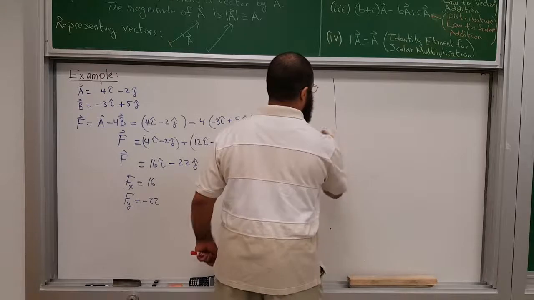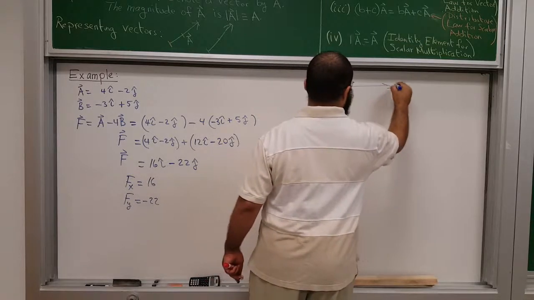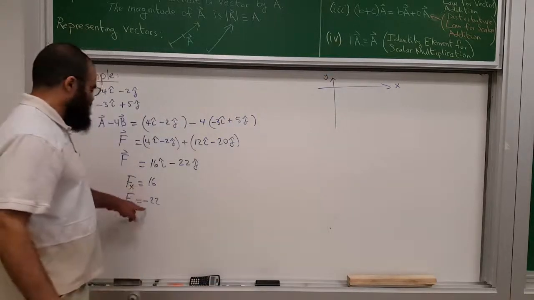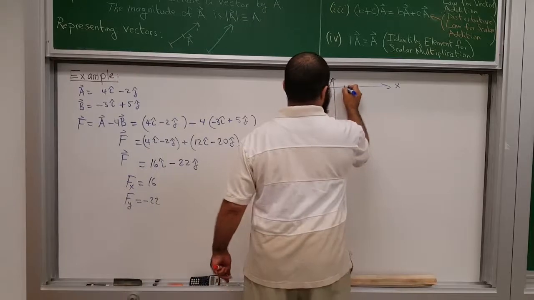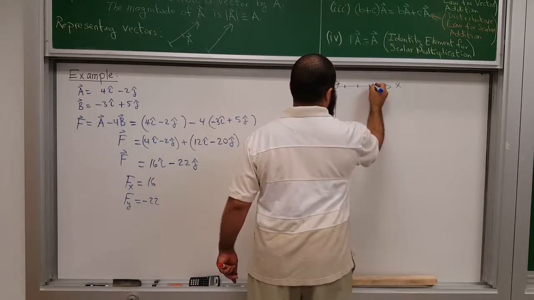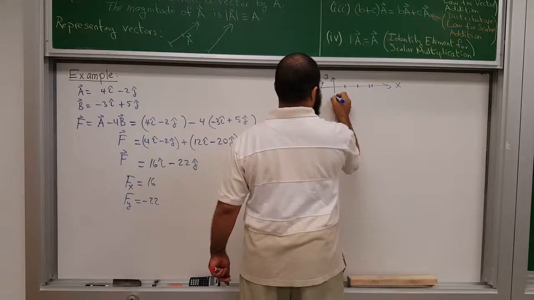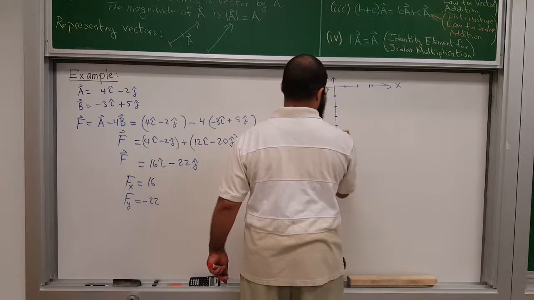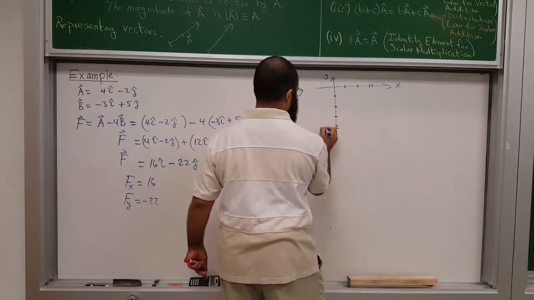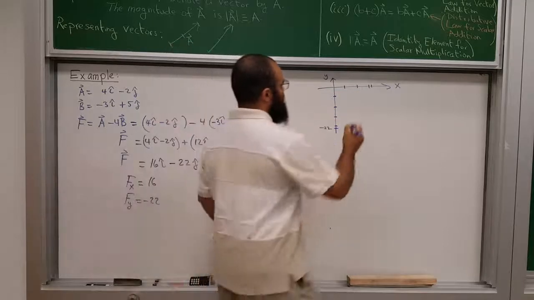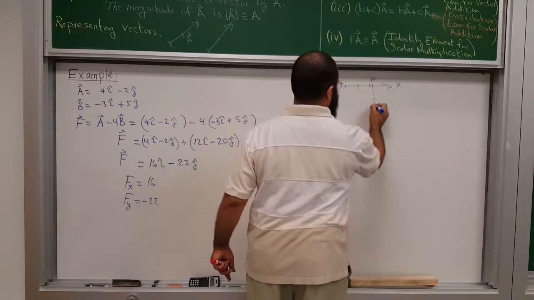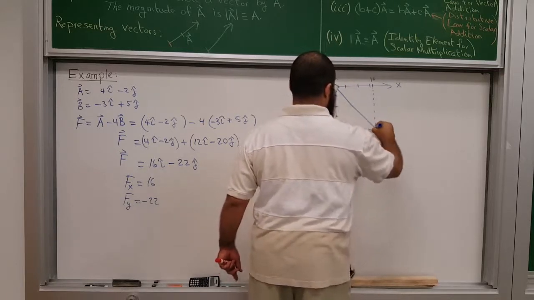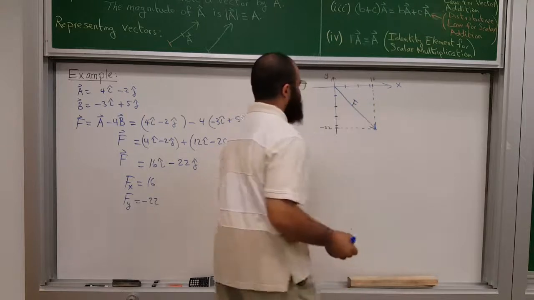Actually, minus 22 in the y direction, so it should look this way. Here's x, and here's y. 16 and minus 22, so here's 5, 10, 15, so here's 16, and then minus 5, minus 10, minus 15, minus 20, so minus 22 is here. This is minus 22, and this is 16. So our vector F points in this direction. That's vector F.